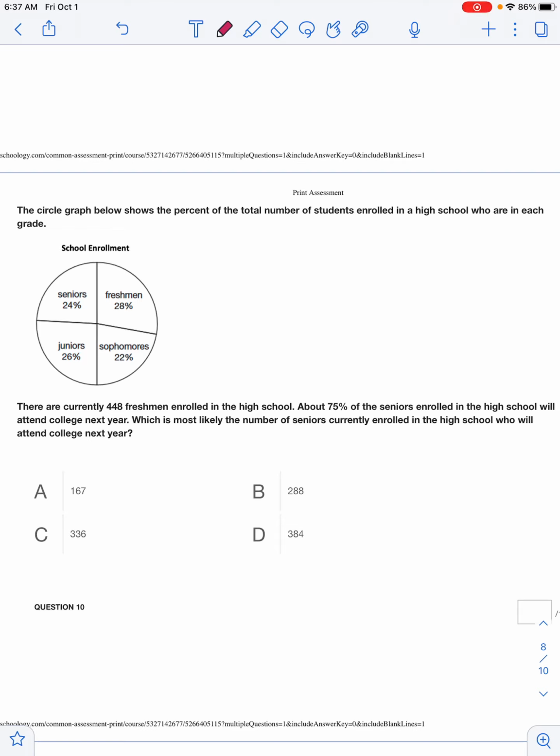Okay, so we know that there are 448 freshmen. And so 448 is 28% of some number. We know that 448 is 28% of something, and we can find that by dividing 448 by 0.28. So I'm going to go ahead and divide that. It equals 1,600. Now that's the total number of students, 1,600.